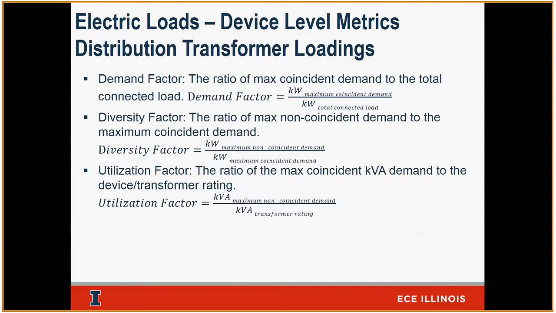Diversity factor is the maximum of non-coincident demand to that coincident demand. So at any time, if I'm looking at the peak, what does that look like for the overall peak?